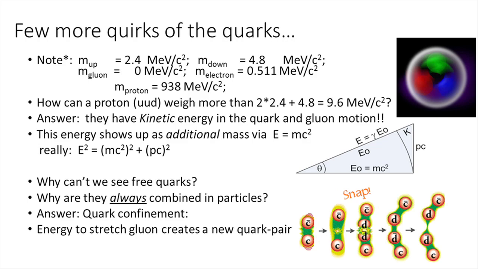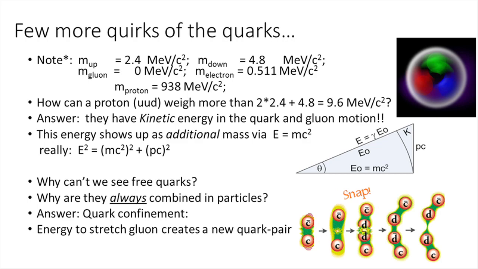Another question. Why can't we get those quarks free? What happens if we try to get a free quark? I mean, why can't I get a little green quark just zipping along? Well, let's have a little look and see what happens if we try to do that. They're always combined in particles. You can't get them out. Well, there's something called quark confinement. This is sort of how it works.